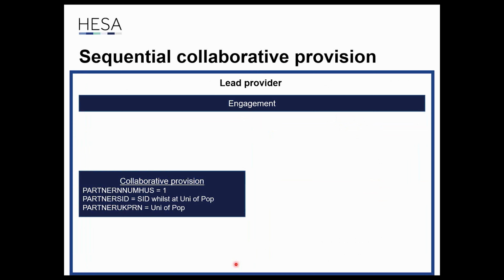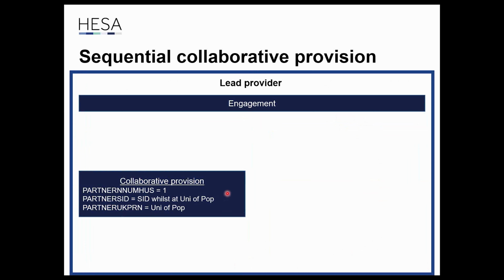So that's the University of Poppleton. Now moving on into the second year. The lead provider is returning the student in this case. So they are returning an engagement with whatever details they need. And as Ruth stepped through at the beginning, they are then returning the collaborative provision entity.